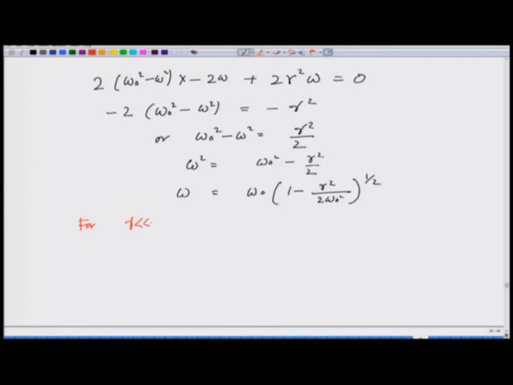And for gamma much less than omega 0, I can write omega is roughly equal to omega 0 times 1 minus gamma square by 4 omega 0 square, which is omega 0 minus gamma square by 4 omega 0. Again, gamma is much less than omega 0, so this is roughly omega 0. So, the amplitude reaches a maximum at roughly omega equals omega 0.